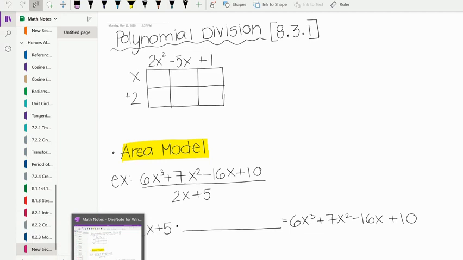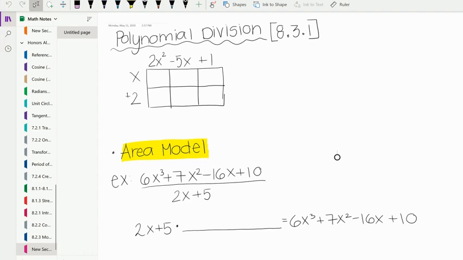We're going to be looking at polynomial division, which is from section 8.3.1. To clarify what this section is about, there are two main topics. One is how to divide polynomials, and the other is, given one root of a polynomial, being able to find the other roots. The book only covers the area model, which is one method of dividing, but I'm going to show you two other ways because some of you might find them easier.